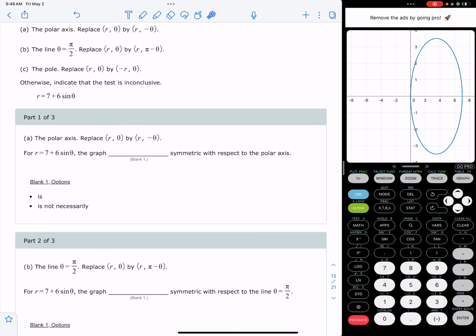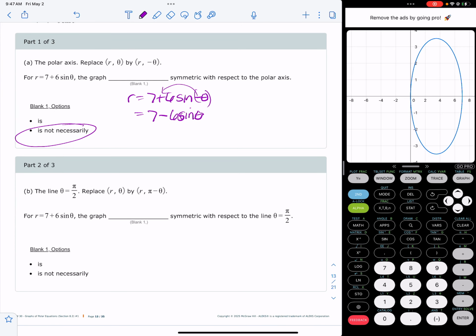So if we think about it, anytime we're doing the polar axis, if we have a cosine function, the negative is going to kind of disappear. But if we have a sine function, the negative stays. So I would pull that negative out front. And so now they don't match.